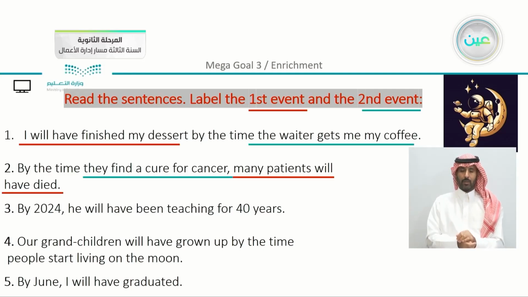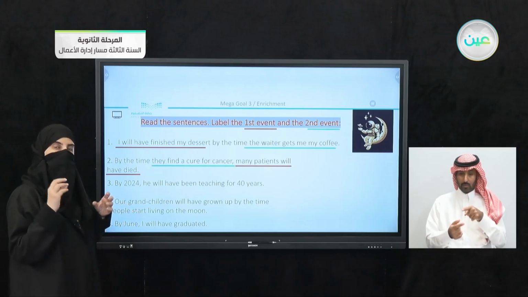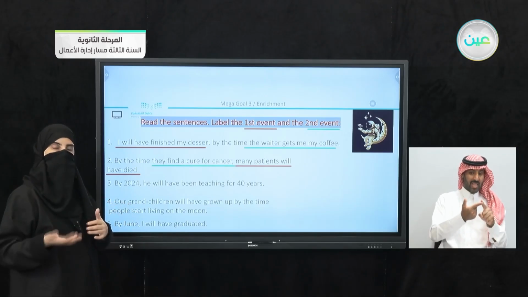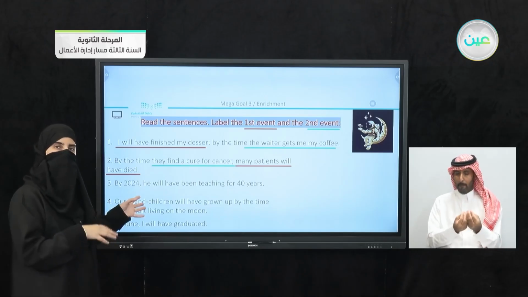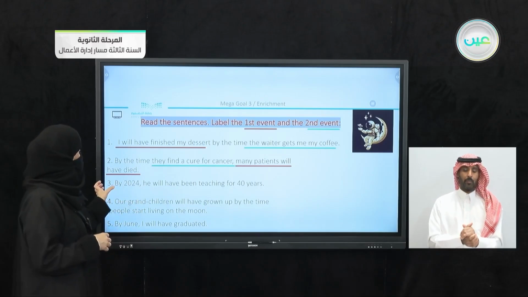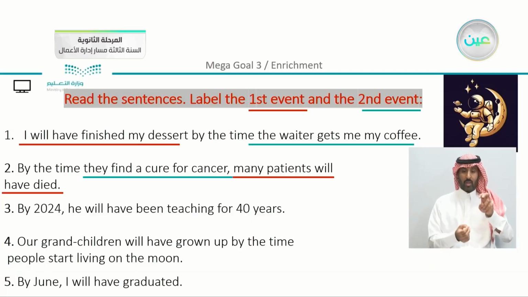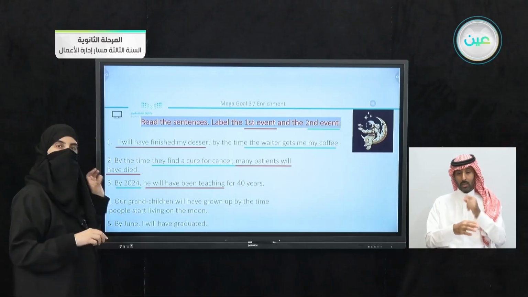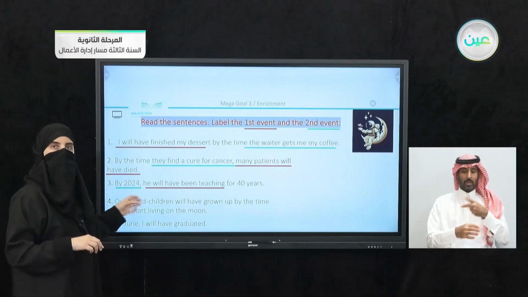Now here you can realize that we have the time expression. It comes usually with the second event to happen. So let's just make sure that the other sentences are the same. By 2024, he will have been teaching for 40 years. So we have here the first to happen, he will have been teaching. And the second event is by 2024. So we have here "by" is the time expression.